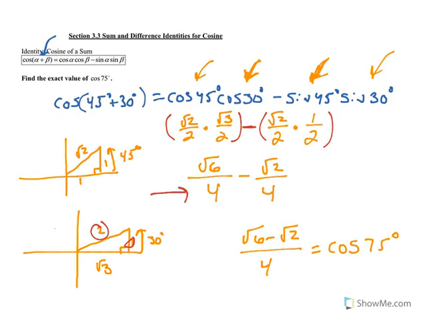So we took the 75 degrees, we broke it up into special angles that make up 75 degrees, and then we used those special angles to find the exact value. One way to check this, if you have a calculator, you can check this on a calculator. So if you just put your calculator into degree mode and you get the decimal approximation for cosine at 75 degrees, to 4 decimal places, you should get 0.2588.